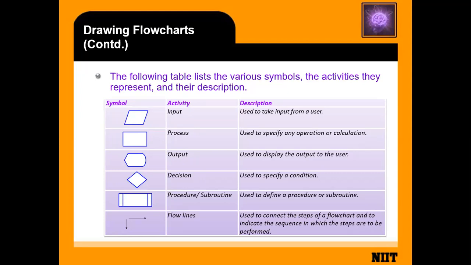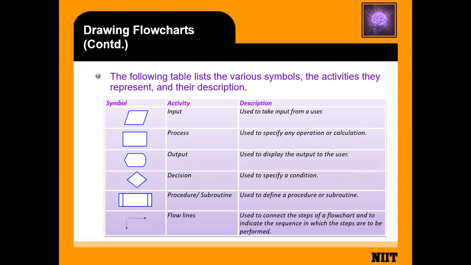First, initially, the input box is given. The input box is required if I want to accept any value from a user. Second one is the processing box. If I want to do any kind of calculation or operation, then this process box is required. And the output box, if I want to display anything, or better to say the display box. Fourth one is the decision box. If I want to specify any kind of condition, then the decision box is required.